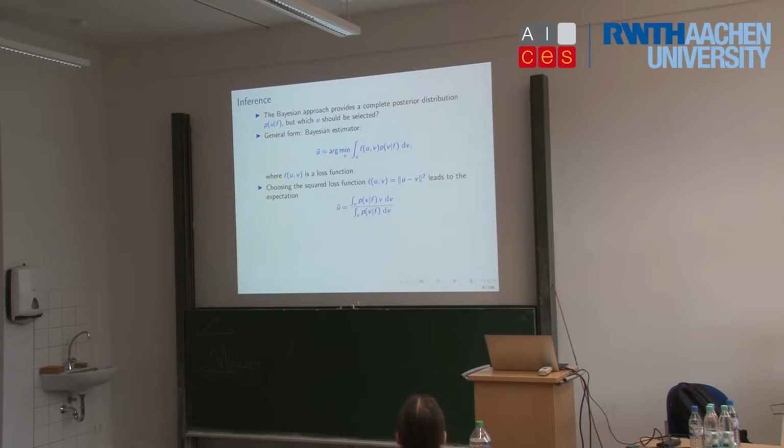So I have a big integral over all images, all 10 to the 7 million different images, of this quadratic difference times the posterior distribution. Now you want to select that sample u that minimizes the quadratic distance to all these v's, weighted by p of v given f. What do you think? What's the solution?